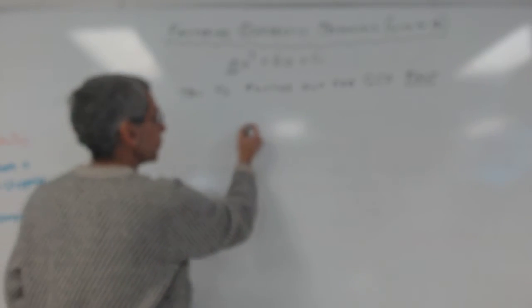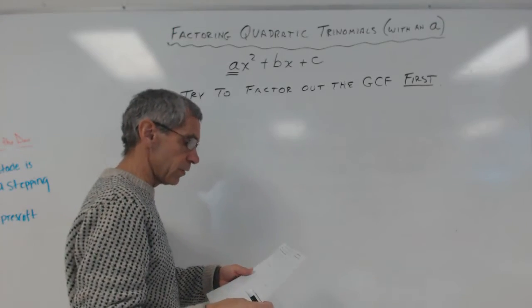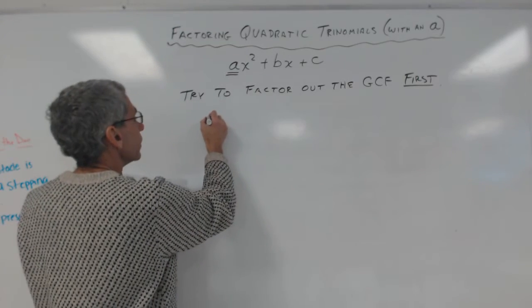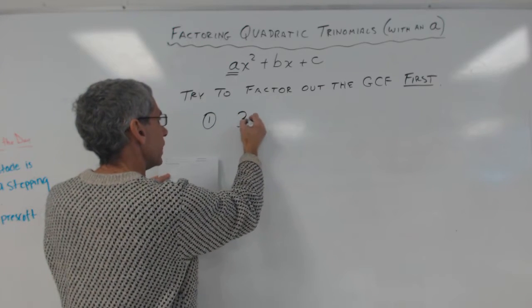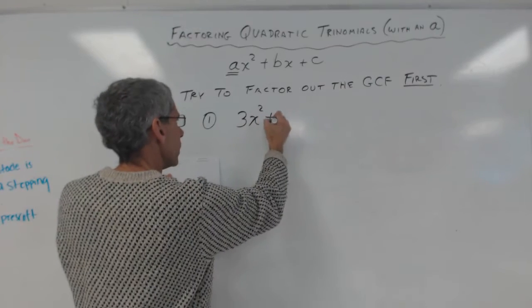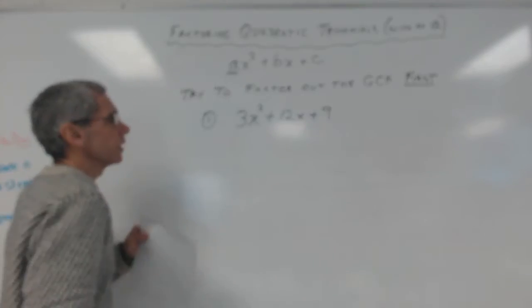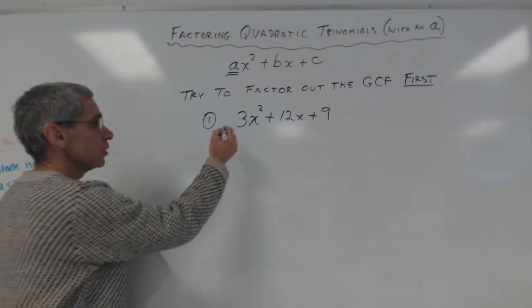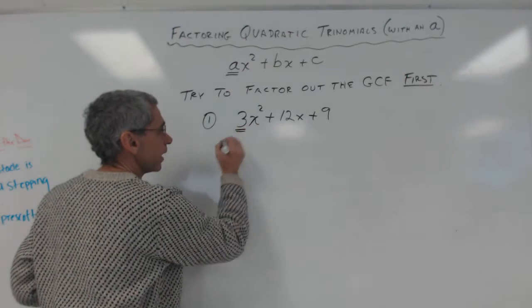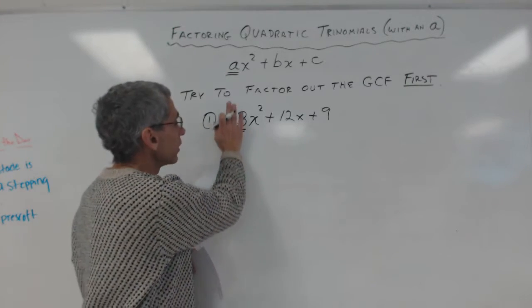For an example, I'll actually do number 1 on the homework, so you can have one to use as a guide. If I had 3x squared plus 12x plus 9, and I asked you to factor that, I want you to look at that A. And that A should not be there. That A should be a number 1.